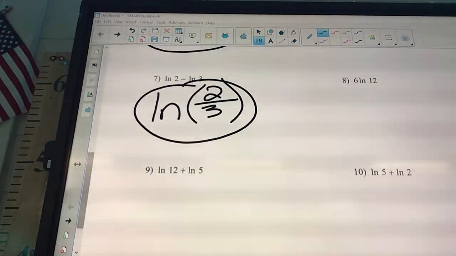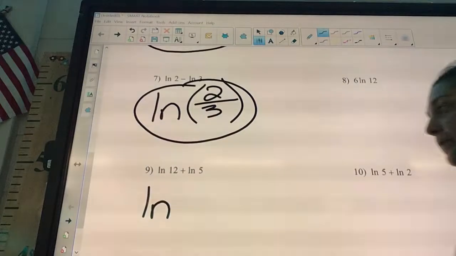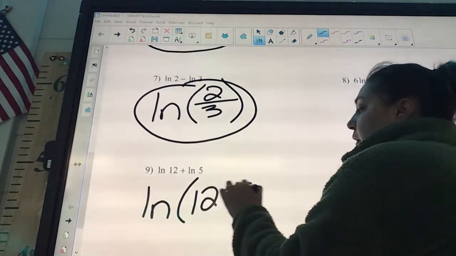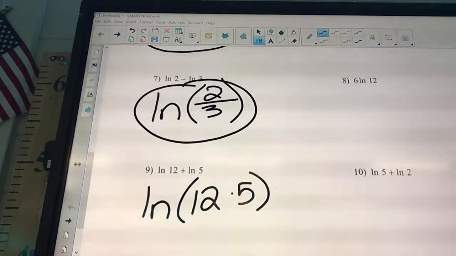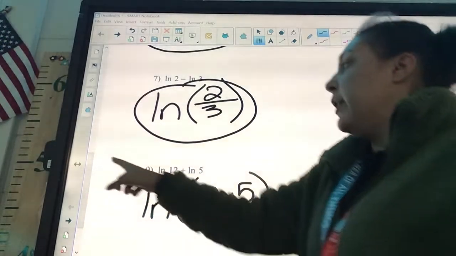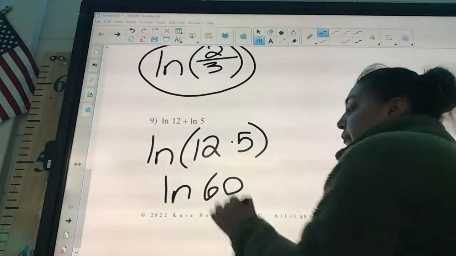Okay, 9. Are there numbers up front? No. Okay, this is going to be natural log of what? 12 times 5. Do we multiply those or not? Yes. Why? There's no numbers on top of it. Yeah, so when we have a number to an exponent, we're not going to multiply. But because there's no numbers up front in the beginning, that means you can finish this and multiply it. What is 12 times 5? 60. So you could say natural log of 60.